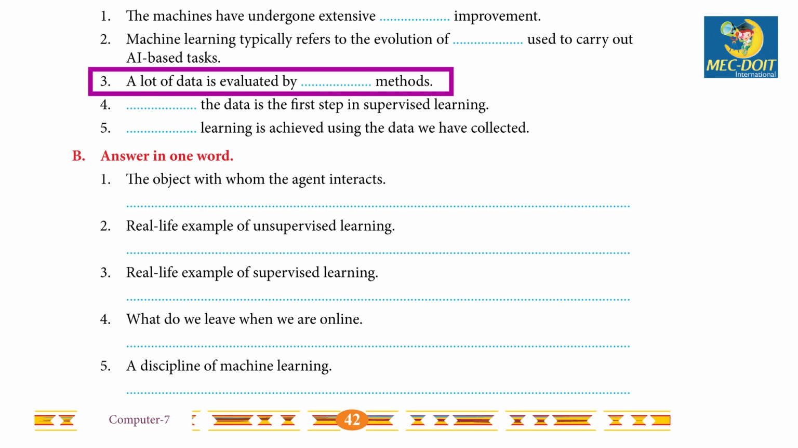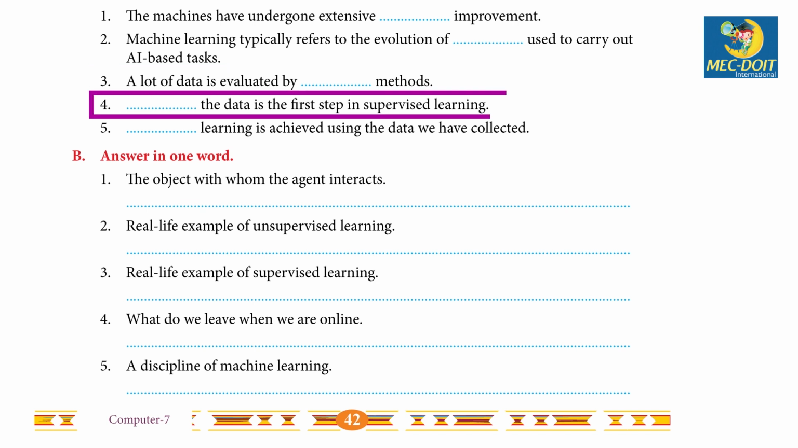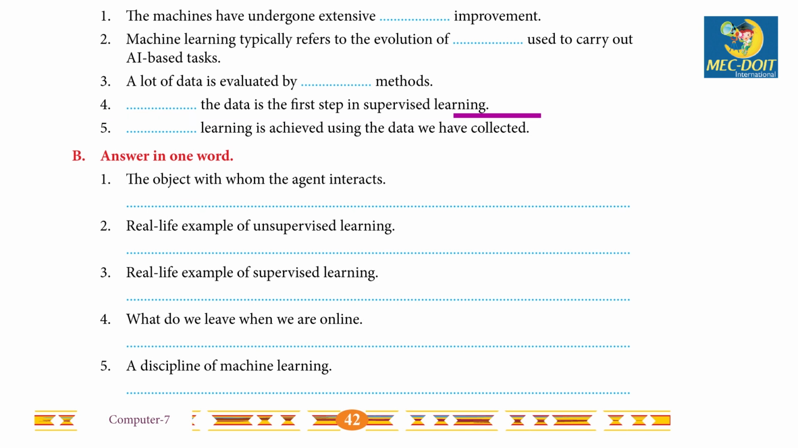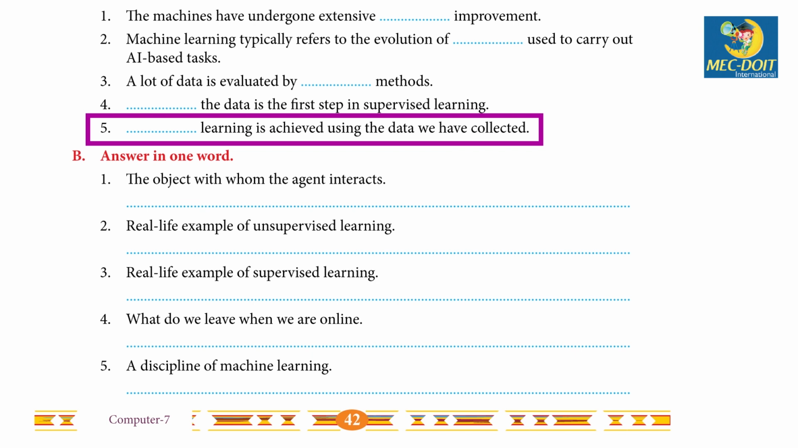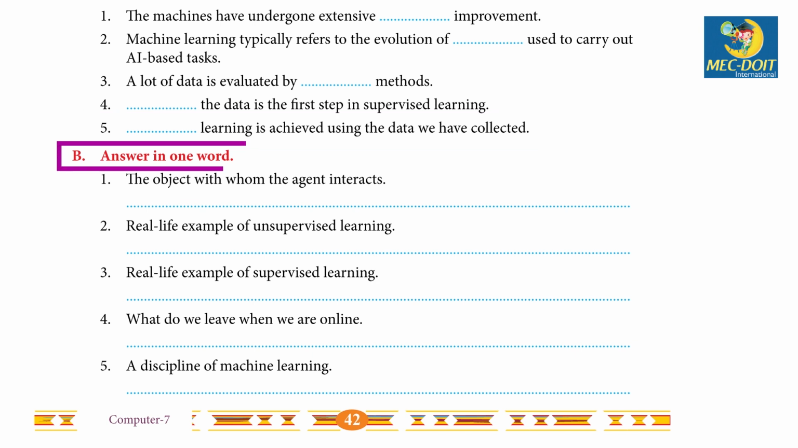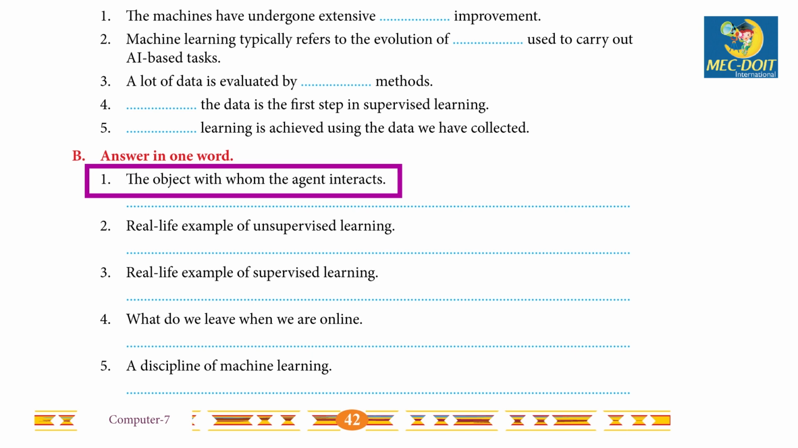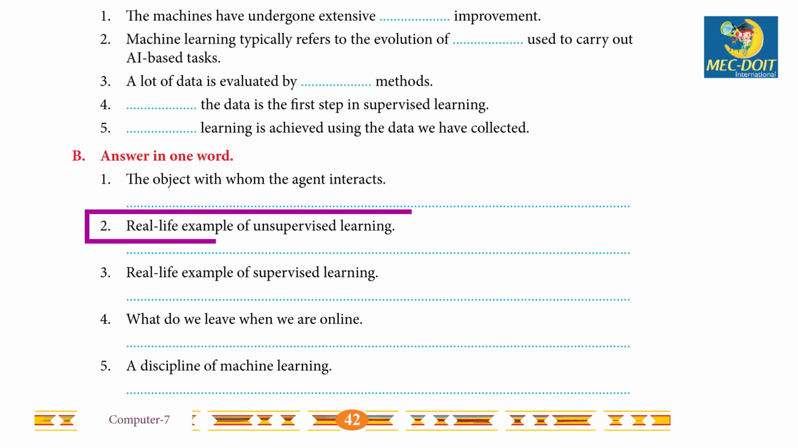3. A lot of data is evaluated by dash method. Answer: statistical. 4. Dash the data is the first step in supervised learning. Answer: labeling. 5. Dash learning is achieved using the data we have collected. Answer: supervised. B. Answer in one word. 1. The object with which the agent interacts. Answer: environment.